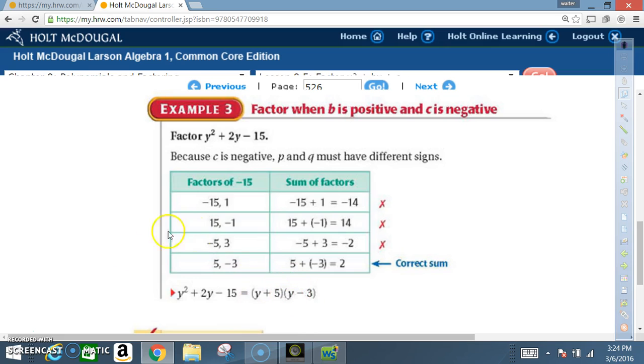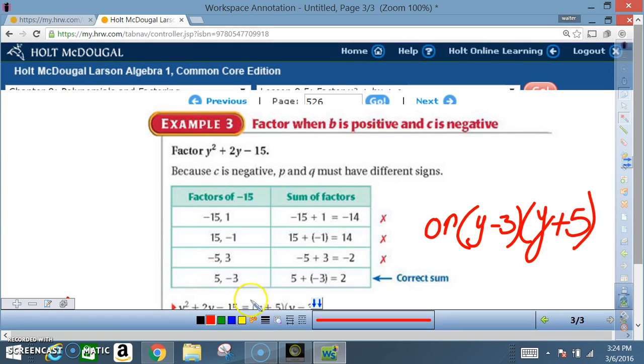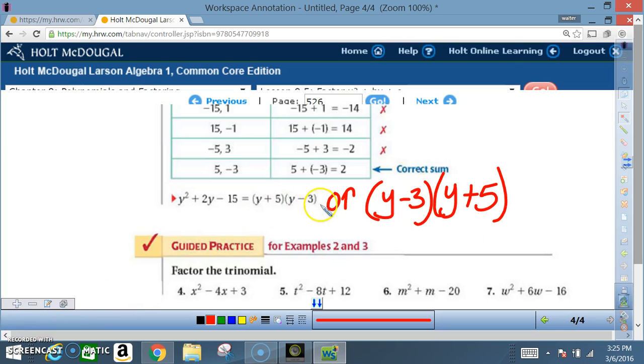y plus 5 times y minus 3. Or I can rewrite it as y minus 3 times y plus 5. Same thing, as long as my signs are in the right spot. This is so you can see it better in case the screen was not clear enough. The signs have to be in the correct position. What order the binomials are written in doesn't matter, as long as the signs are correct.